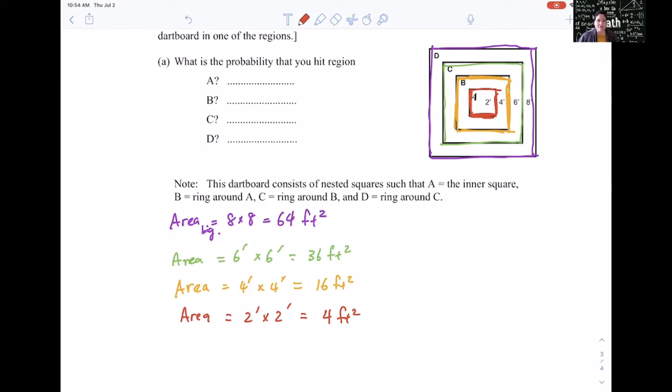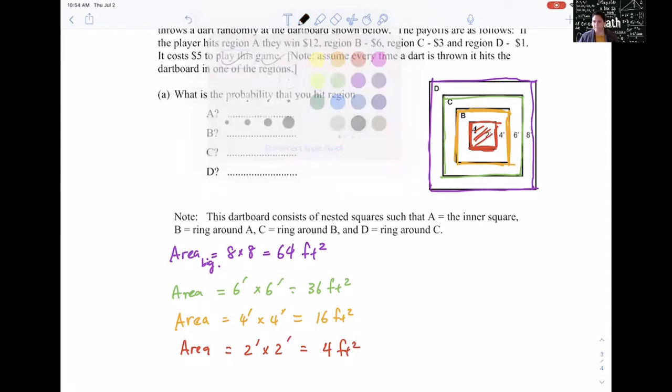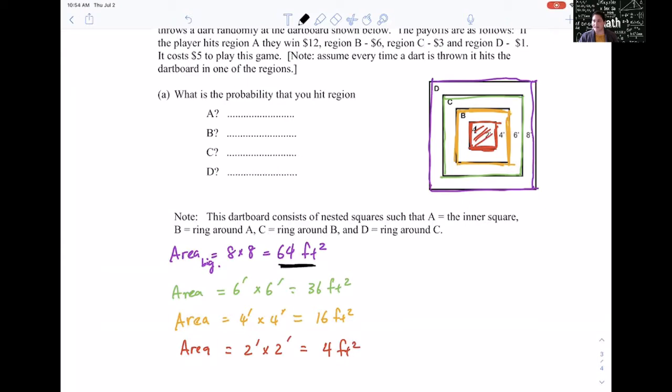So now, if we want to know the probability, realize that we've got the probabilities of the whole squares, but we just want the little strips that are on the outside. Now A is going to be easy because what's the chance that you hit region A? Region A has an area of 4 out of what's the big area of the whole dartboard? Yeah, the whole dartboard is 64.